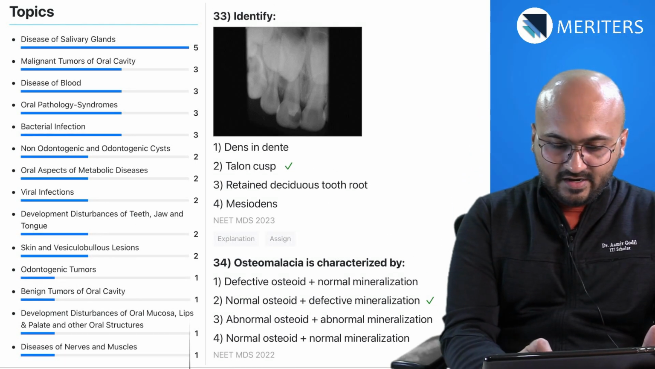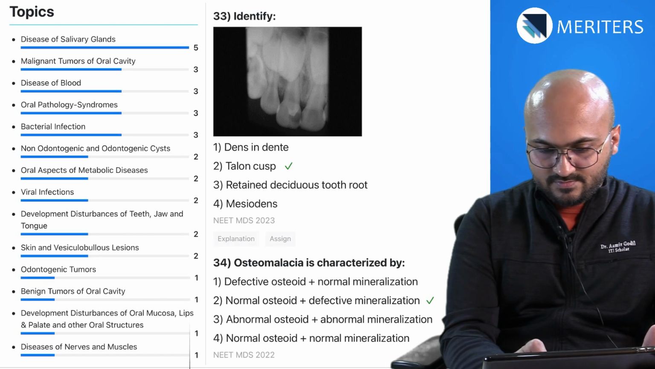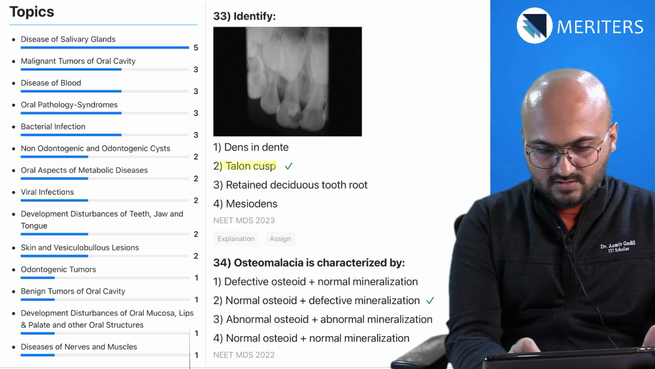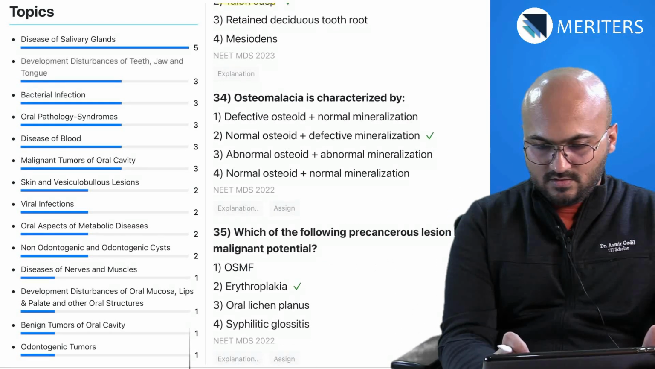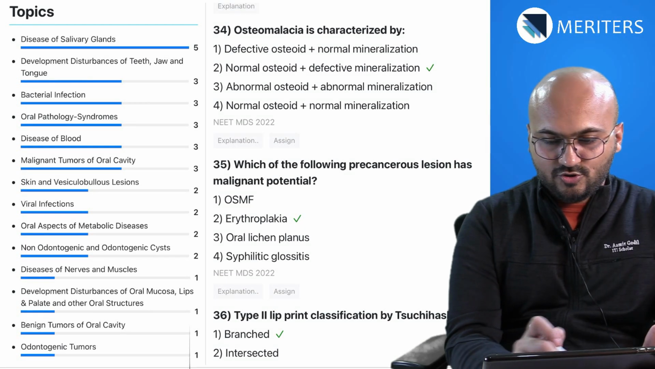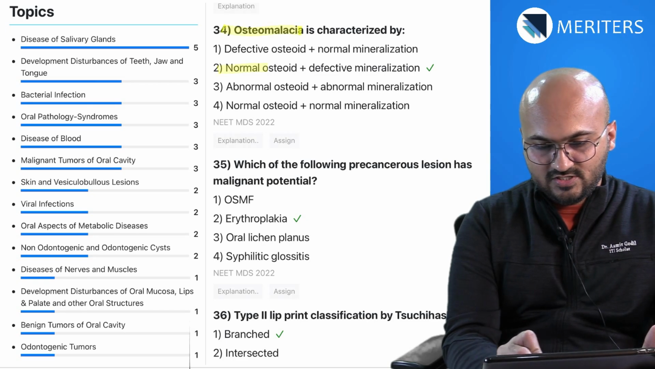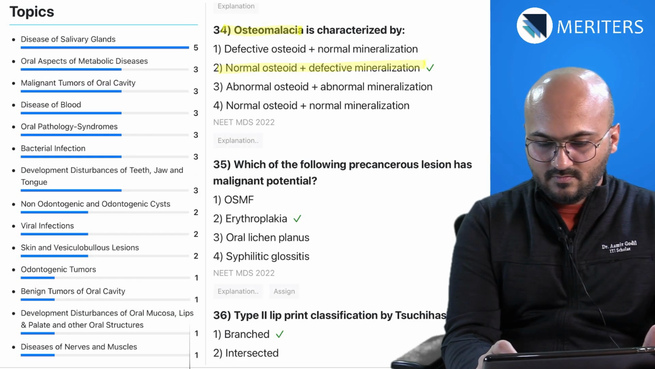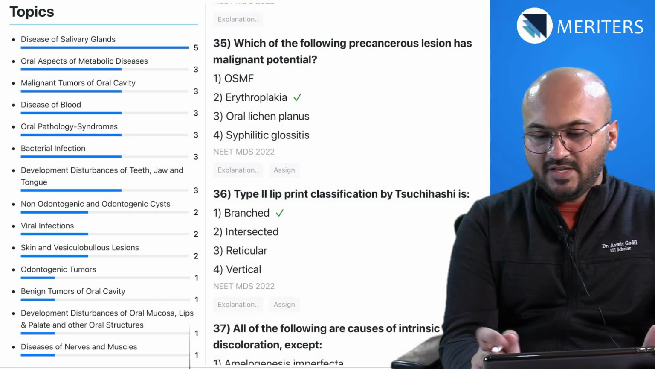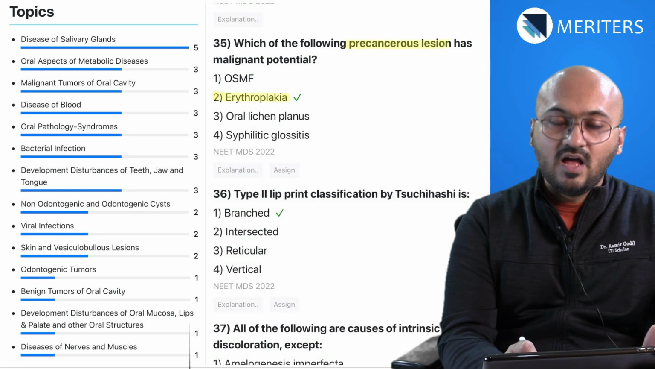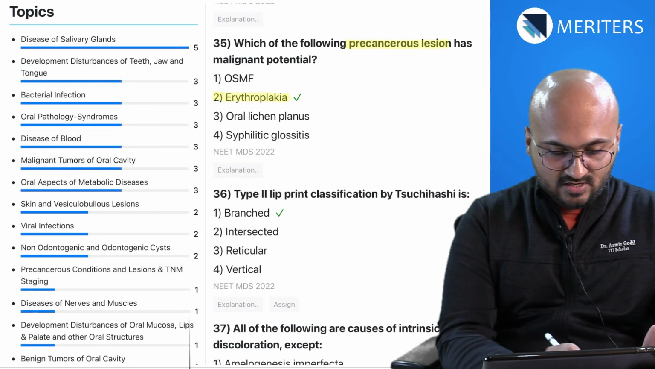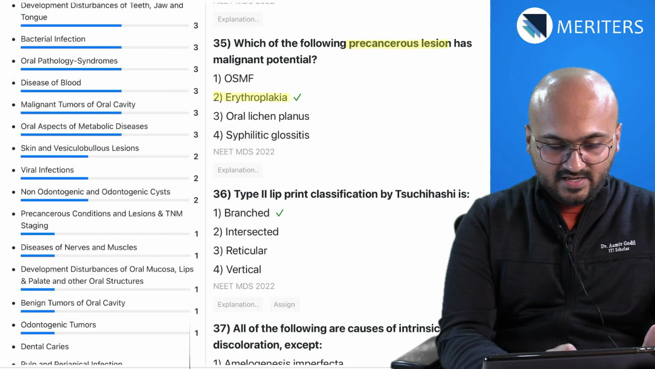Then radiographic identification of Talon's cusp, right? Then we have osteomalacia and clinical features. Which of the following precancerous lesion? Now we have a precancerous lesion, erythroplakia, which has the highest malignant potential. So as you can see, precancerous is blinking here.